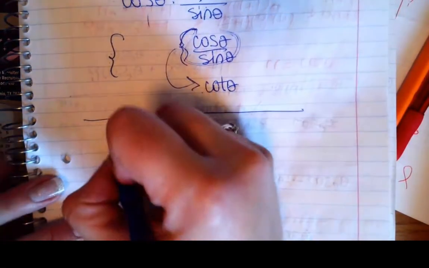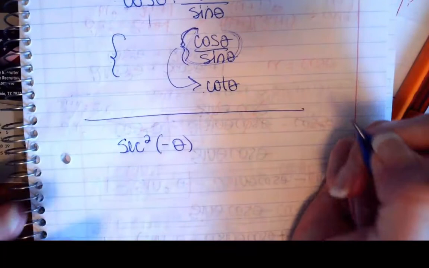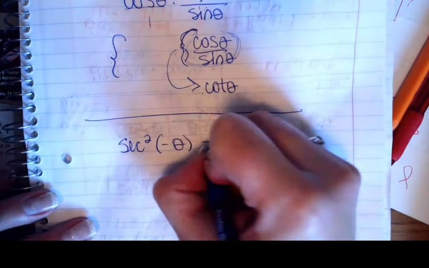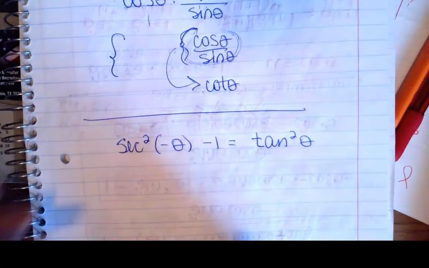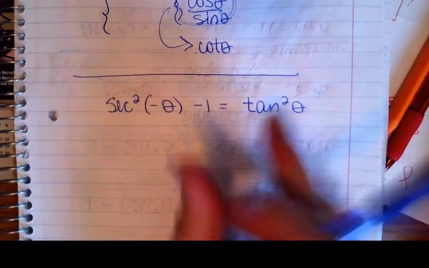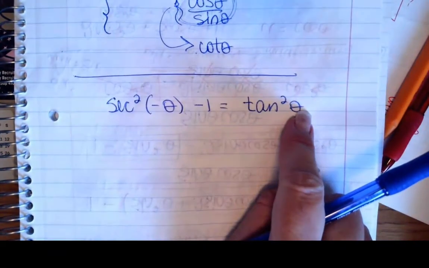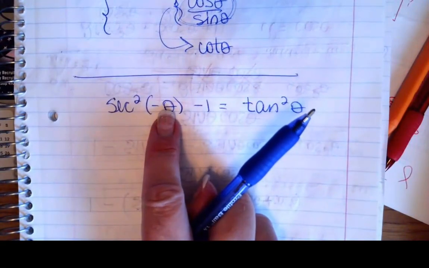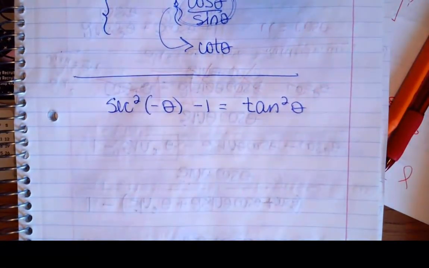So let's try secant squared of negative theta minus 1, and I need to try and make that into a tangent squared theta. First of all, I must have my arguments match. So this is a positive theta, this is a negative theta, and I cannot have my arguments not match. We're going to discover in the next couple sections how I can make them match. But for right now, you don't know how.